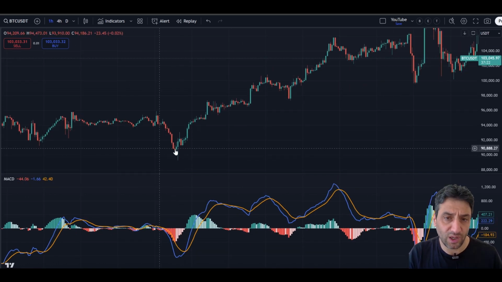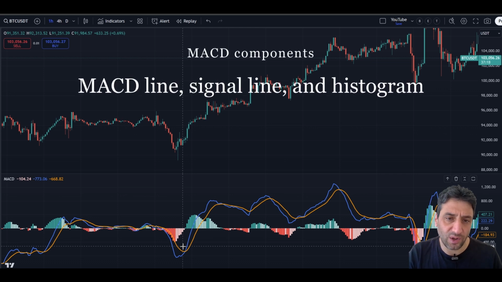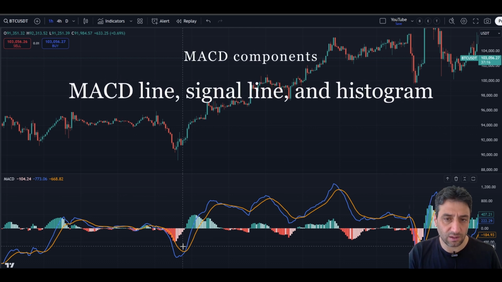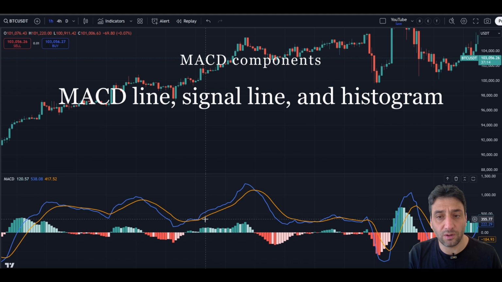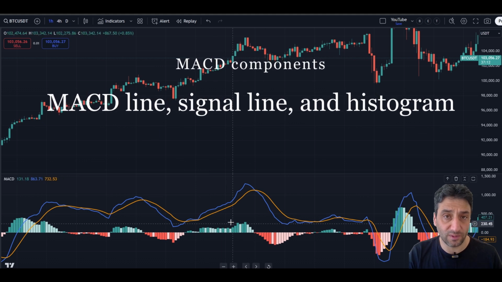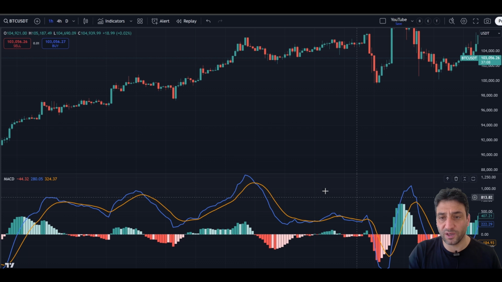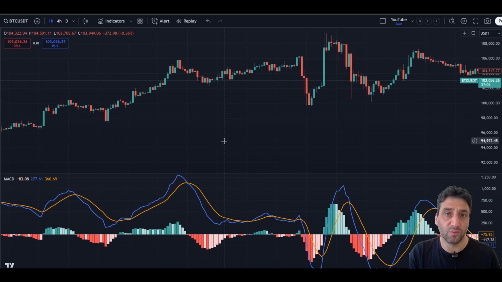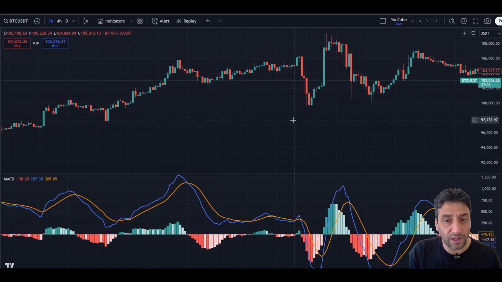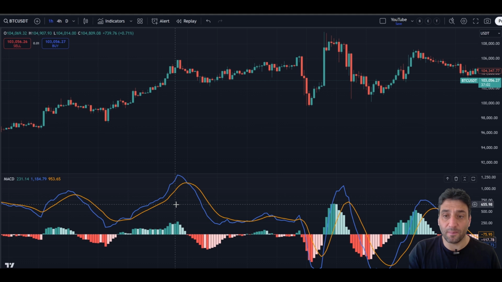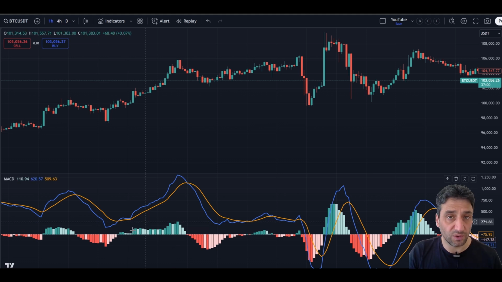Alright, now that we busted those myths, let's get back to basics. We all know MACD has 3 main components: the MACD line, the blue line here, the signal line, the orange one, and the histogram, this bar chart. The MACD line is calculated by subtracting a longer-term moving average from a shorter-term moving average. So in reality, the signal line is a smooth version of the MACD line, and the histogram shows the difference between the two. The standard, by default, MACD settings are 12, 26, and 9.